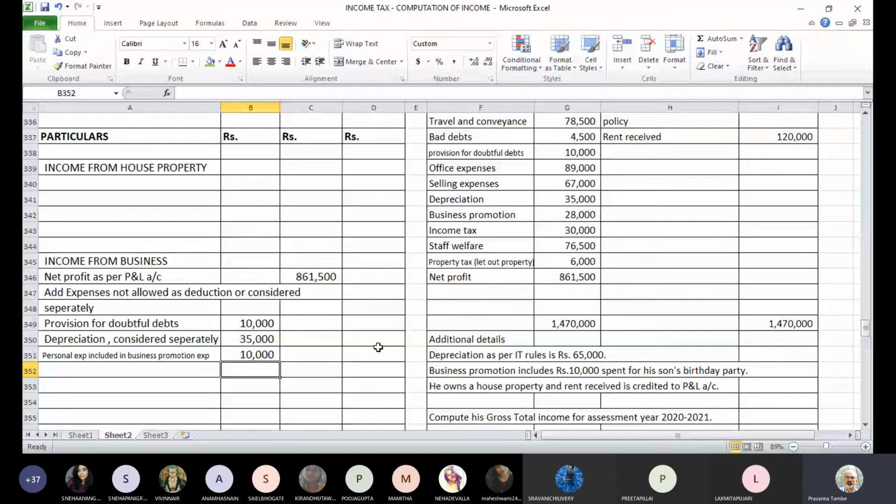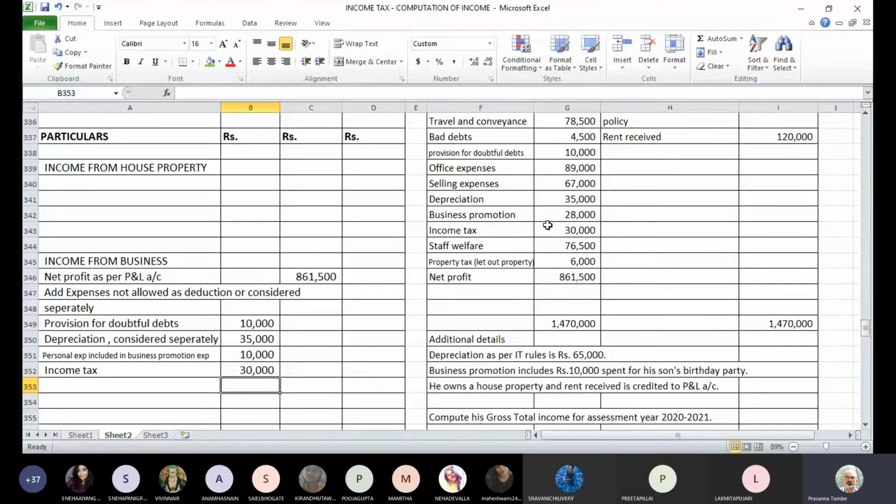Next is income tax. Income tax is not allowed as deduction. Okay, we have discussed this in section 40. So income tax is never allowed as deduction. So we are going to add back this 30,000 also. This is not considered as a deductible expenditure. Then staff welfare. Staff welfare is again a usual business expenditure for employees, etc. So unless you have some other information, there is no point in disallowing this expenditure.